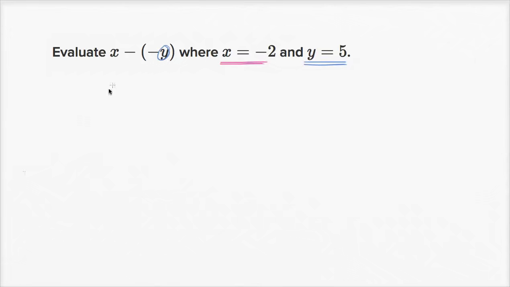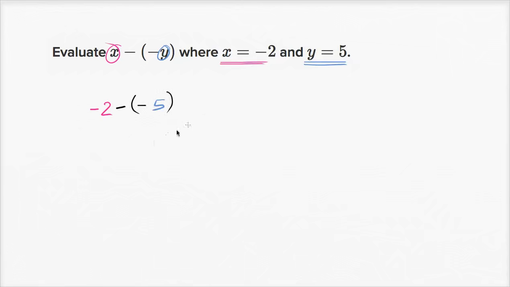So this is a y right over here, and then of course, this is an x. So let's do that. So instead of that x, let's write negative 2. So we have negative 2 minus, and then we have open parentheses, a negative y. Y is equal to 5.